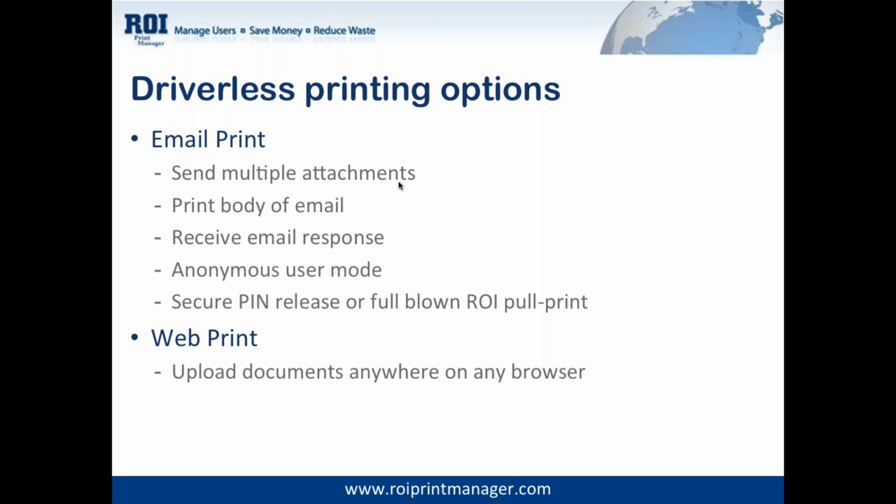So when the user submits their email, they might have one or more attachments that the ROI would basically rip out. We would interrogate that attachment, figure out what format it is and what the properties and attributes of the job are, and then apply any rules or policies that the organization might have put in place, and then make that document available to the user via their MyQueue to release, or we would send that document down to the specific print device.